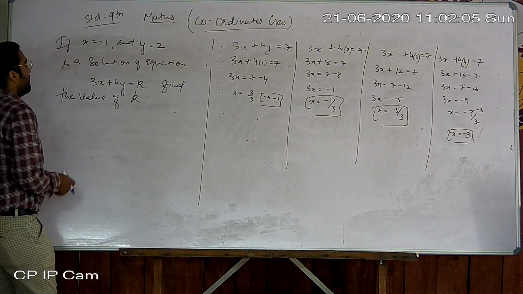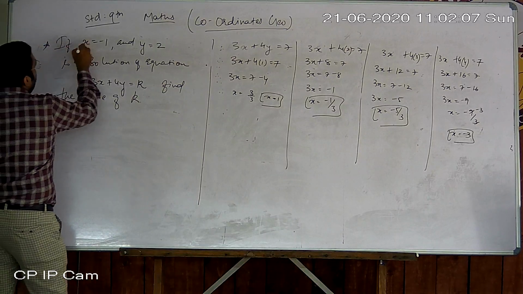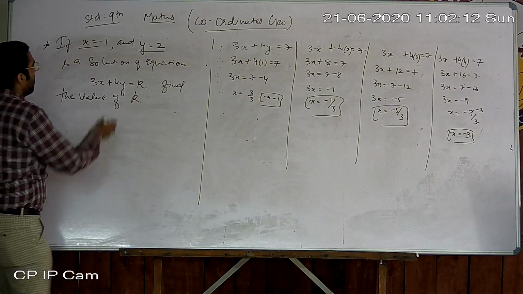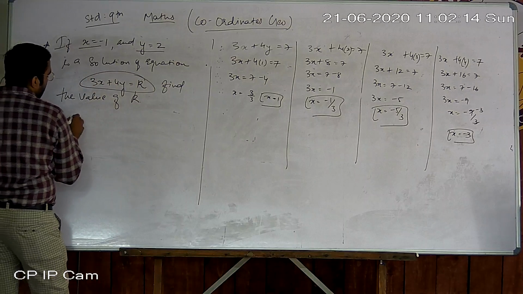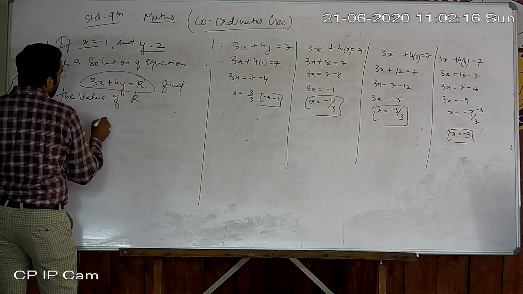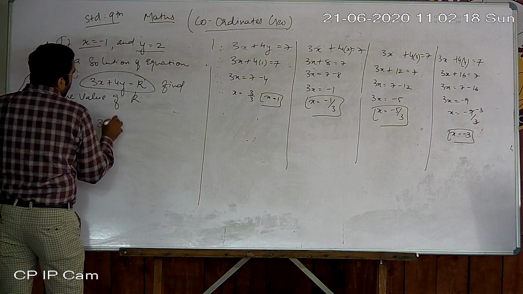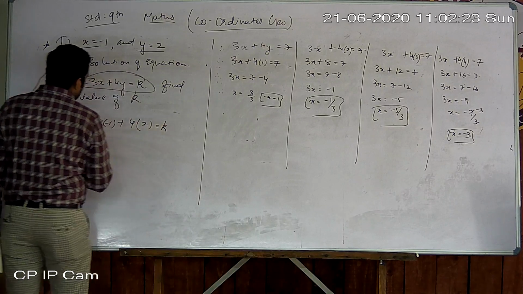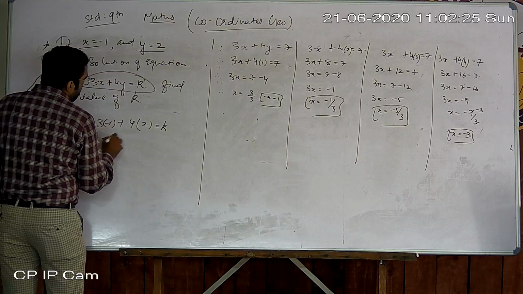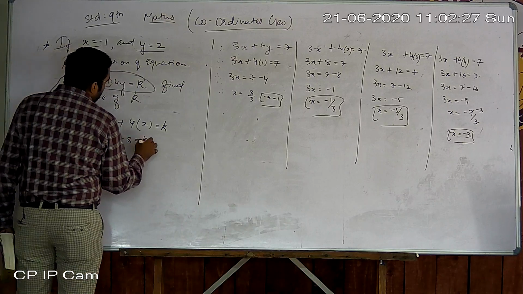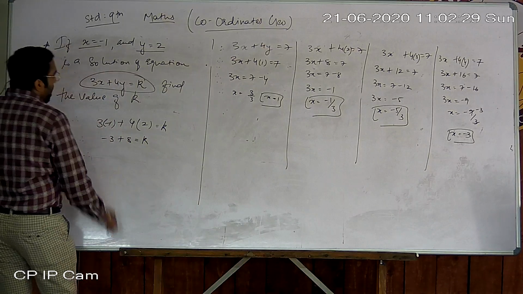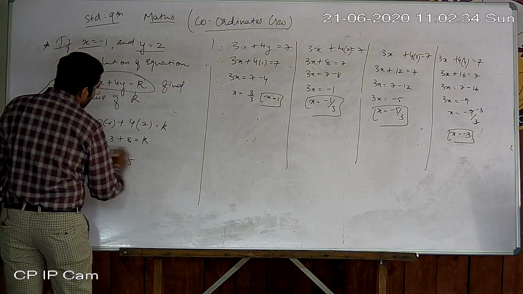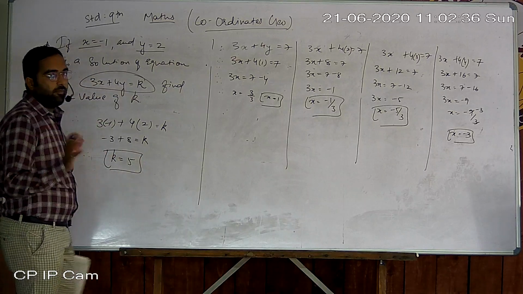In the question, we find that the values of x and y are given. So I'll put the values of x and y in the equation to find the value of k. Therefore 3 into minus 1 plus 4 into 2 is equal to k. Therefore minus 3 plus 8 equal to k. So what do we find as the value of k? The value of k is 5. Okay.